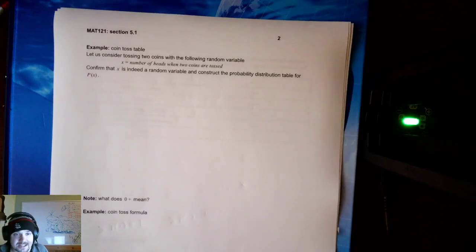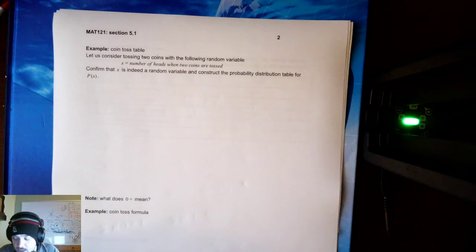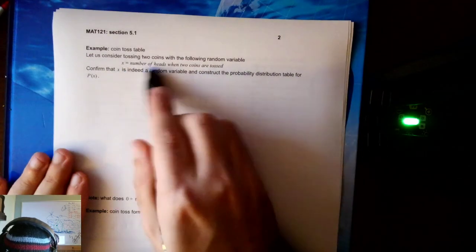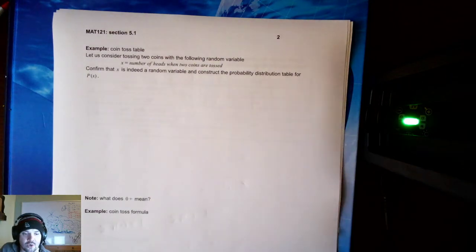And we're going to do an example. First, let us consider tossing 2 coins with the following random variable. X is equal to the number of heads when 2 coins are tossed. So get a picture in your head. You got 2 coins in your hand and you're going to toss them. You're going to flip them, right? And then you're going to count how many heads come up.